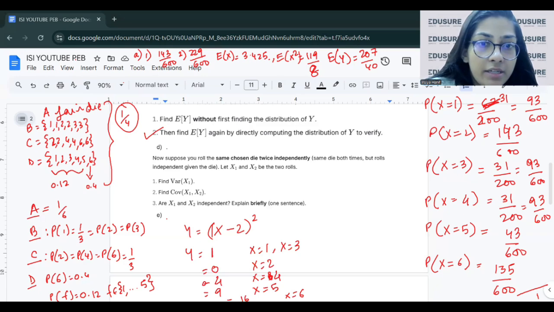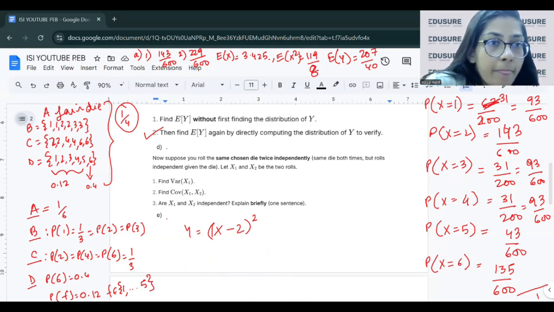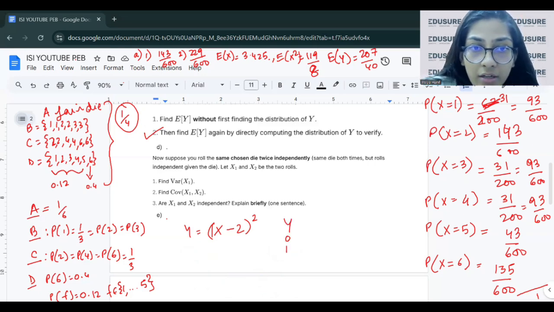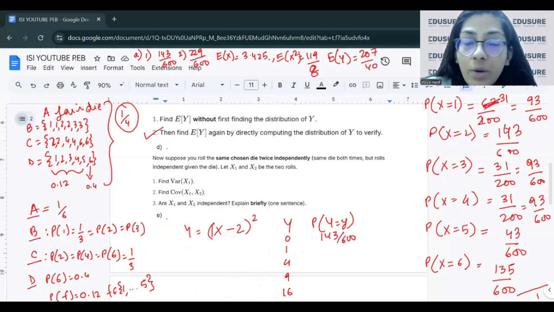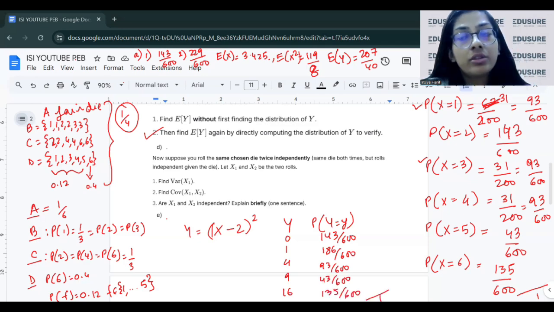So, if I write the probabilities of y a little more neatly, the values of y will be 0, 1, 4, 9, 16. Now what will be their probabilities? y is equal to 0 when x is equal to 2, right? So here it will be 143/600. Now with 1, there were two values of x, which were x is equal to 1 and x is equal to 3. So we add these two, and this is going to be 186/600. 4 happened when x is equal to 4, so here it will be 93/600. 9 happened at x is equal to 5, so here 43/600, and here 135/600. If you add up, this is adding up to be 1. So this is the distribution of y.